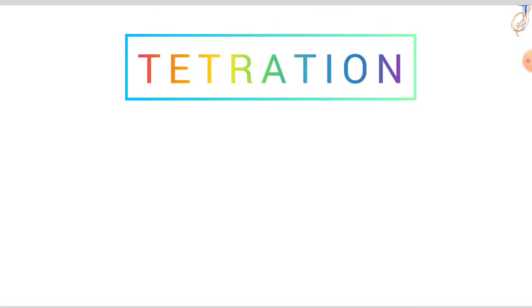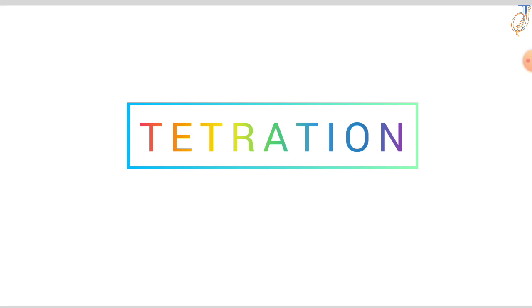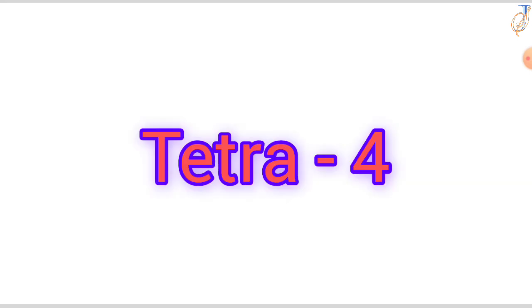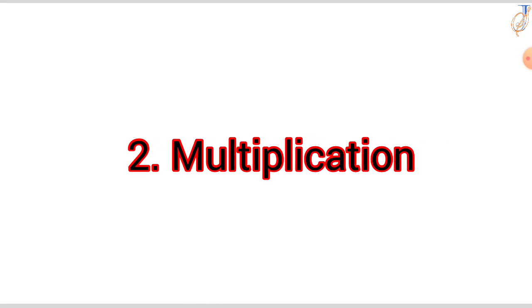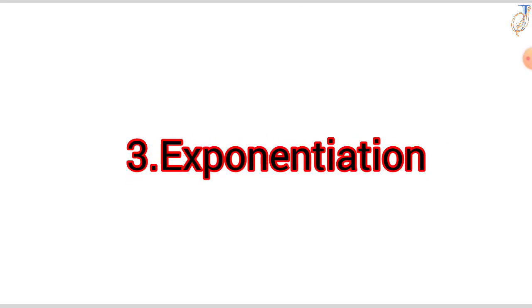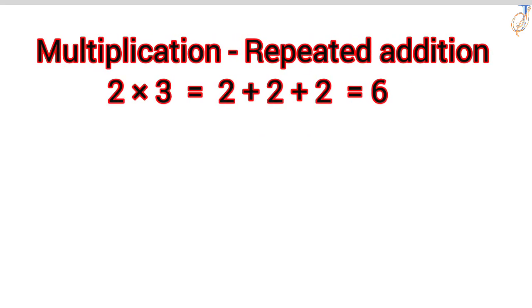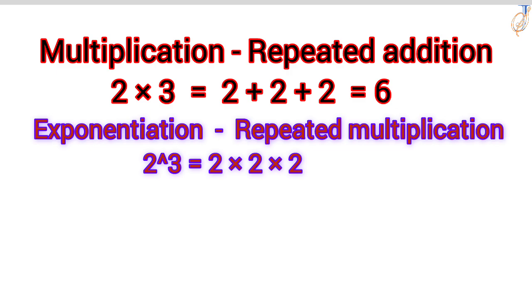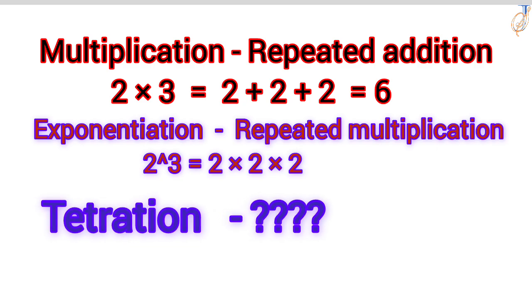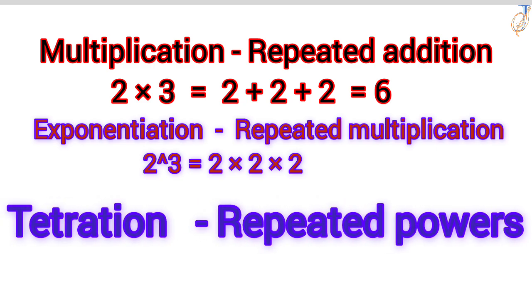In this video, we are going to discuss tetration. The word tetration comes from tetra, meaning 4, because it is the fourth operation in this series. In the series, number 1 is addition, number 2 multiplication, number 3 exponentiation, number 4 tetration. Multiplication means repeated addition. Exponentiation means repeated multiplication. We know that. What about tetration? Tetration means repeated powers.